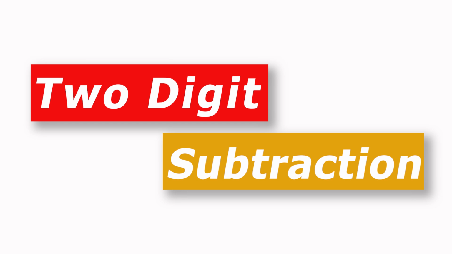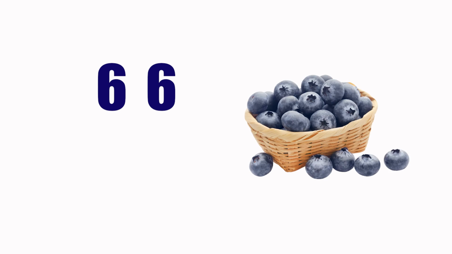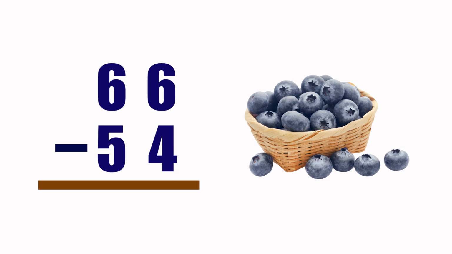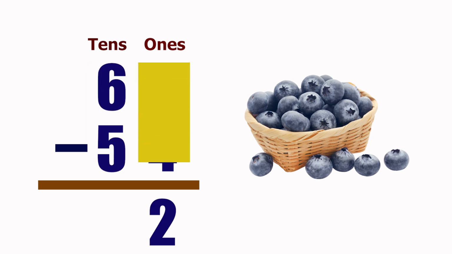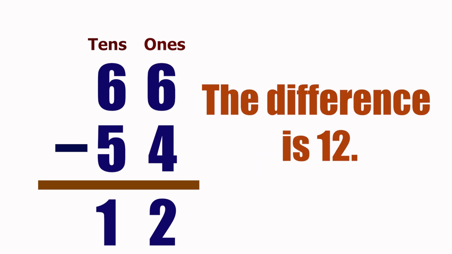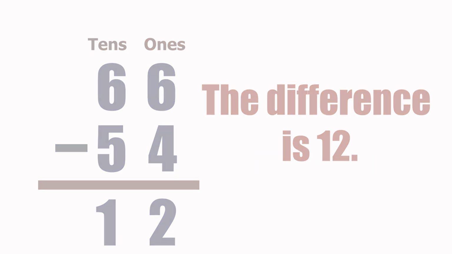Now we will learn how to subtract double-digit numbers. Suppose you have 66 blueberries, you and your friend eat 54 of them, how many do you have left? First we will subtract the ones column, and we'll cover the left. 6 minus 4 is equal to 2. Now the tens column. 6 minus 5 is equal to 1. The difference is 12. Great job.